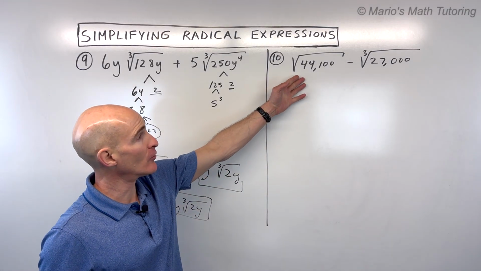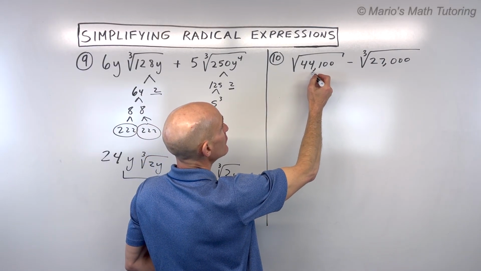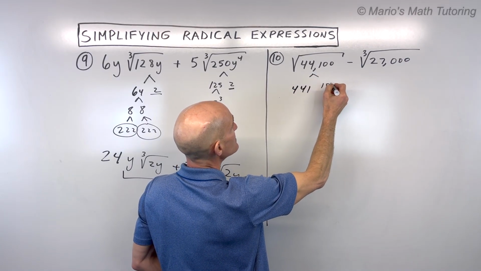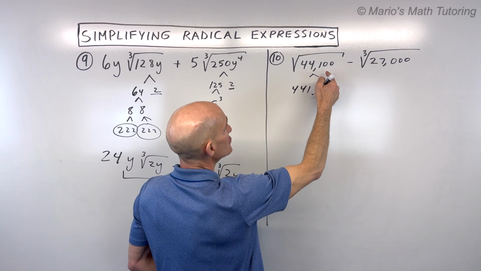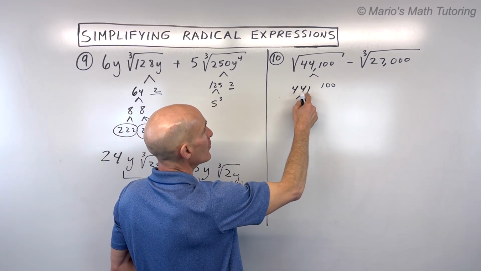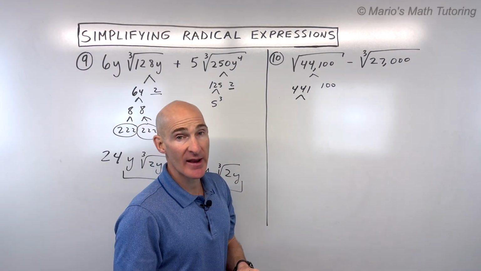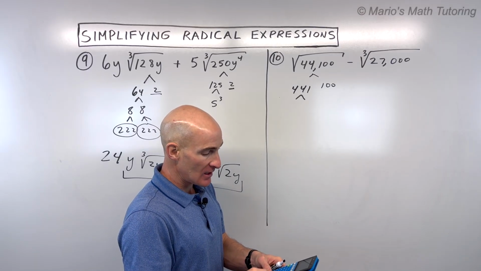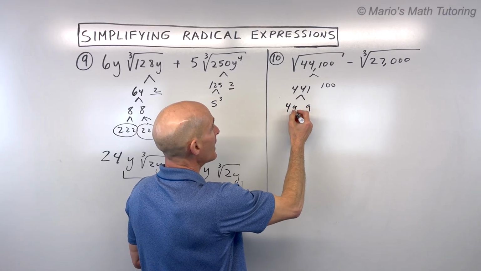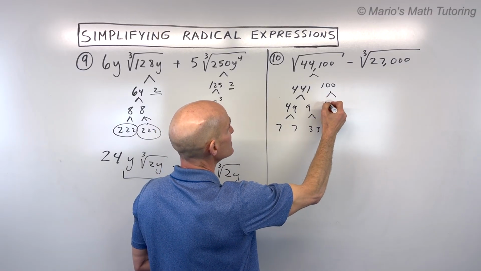Okay, last problem, number 10. We've got some really large numbers here. What can we do? Well, let's break it down. We've got 44,100. That's really like 441 times 100, right? 2 zeros, that's times 100. 441, now here's a little trick you can do. When you add up the digits, 4 plus 4 plus 1, that's 9. If the sum of the digits is divisible by 9, the whole number is divisible by 9. And so that comes out to 9 times 49. And then 49 we know is 7 times 7, 9 is 3 times 3, and 100 is 10 times 10.